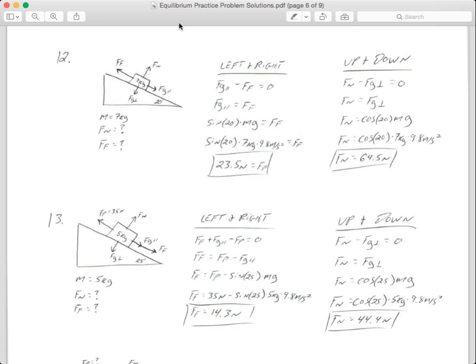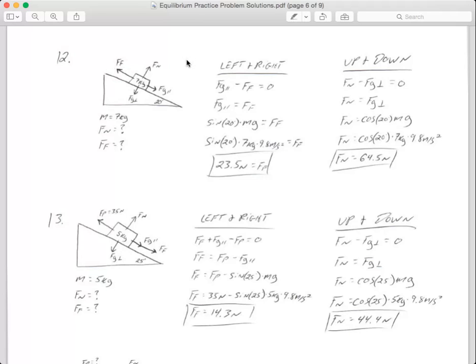All right, so now we're going to be moving on to ramps. Number 12 has a 7 kilogram box on a ramp. The forces that we have acting on this: the normal force goes up and to the right at an angle. Gravity parallel goes down and to the right. Gravity perpendicular is down and to the left. And the force of friction is up and to the left.